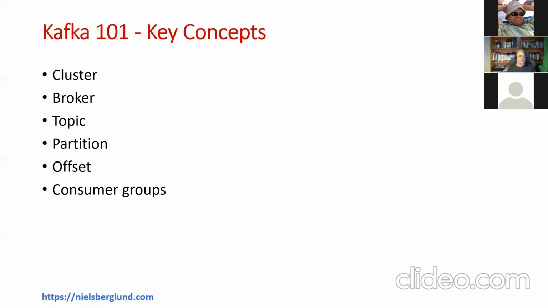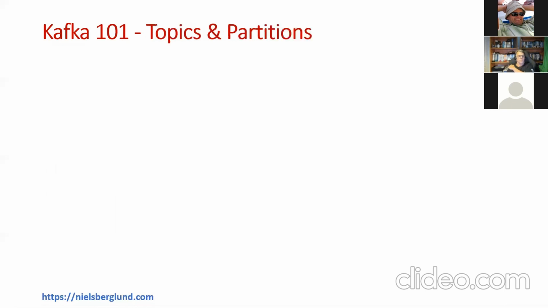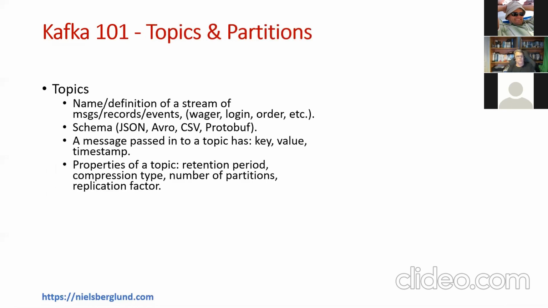We have topics, we have partitions, we have offsets, and we have consumer groups, and we'll have a look at that right now. So topics and partitions. A topic in Kafka is like a database table. A database table has a name. A topic has a name, and that defines a stream of message records, events, whatever it is. Exactly as in a database table, you have rows of data. The same thing for a topic.